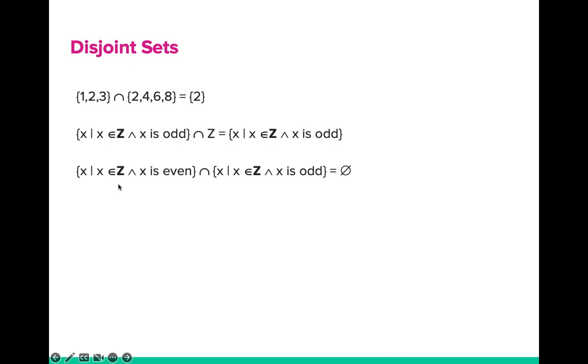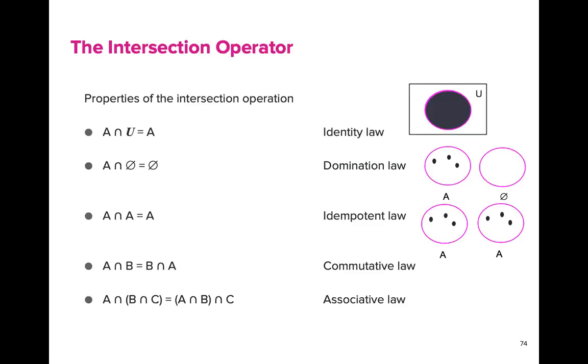Now we have a set of x such that x is an integer and x is even, intersection the set of x such that x is in Z and x is odd. So this will result in an empty set. We are essentially taking the intersection between a set of even numbers and a set of odd numbers. Since there is no number that will be both even and odd, this will result in an empty set. What law does it use? It uses the domination law.